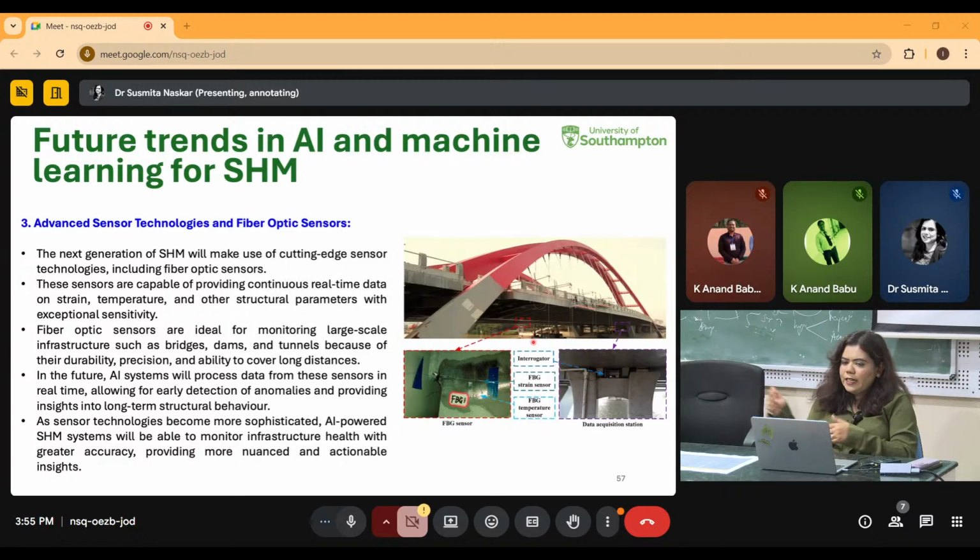And that's why we are talking about the future trends. There are currently eight of those, right? So the third one is advanced sensor technology and fiber optics in structural health monitoring, right?